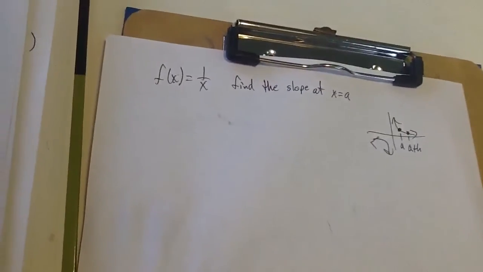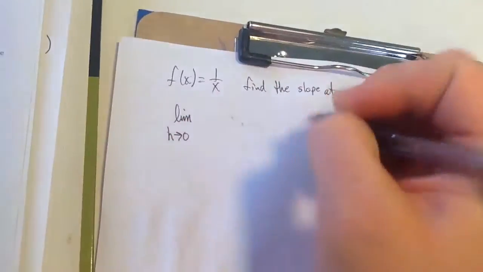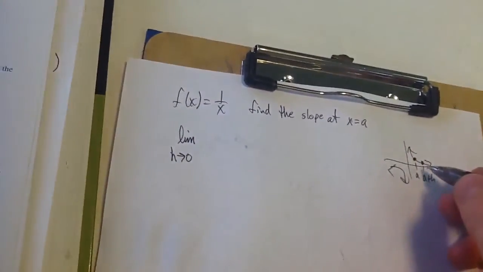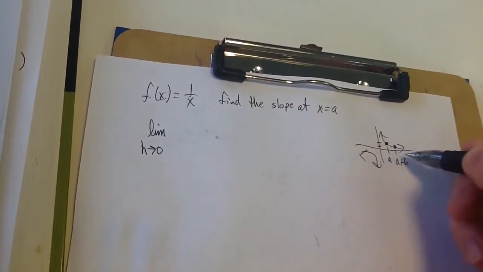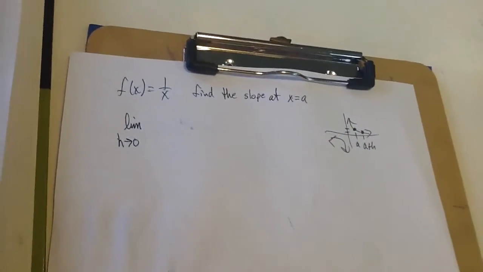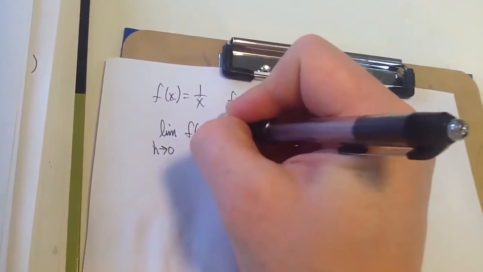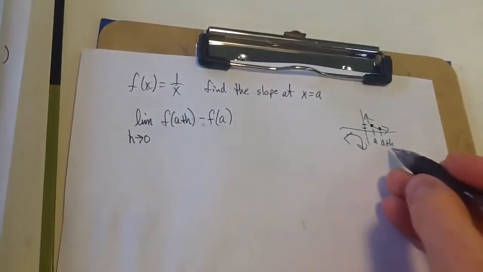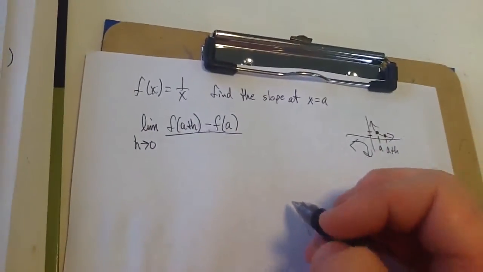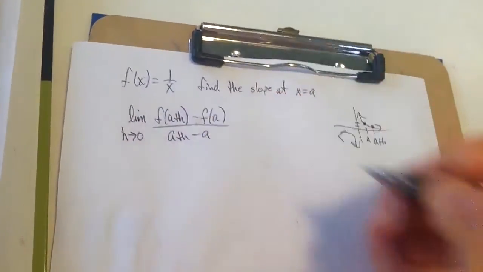If it helps you to write change in y over change in x, you can do that. Or you can just know you're going to go the limit as h approaches 0. And on top, change in y. Well, the y values, we don't know them. But if I plug in a and I plug in a plus h, I can calculate my y values, right? So I'm going to go f of a plus h minus f of a. Those are my y values. Then on bottom, just so it's not so confusing, the x values are a plus h minus a.